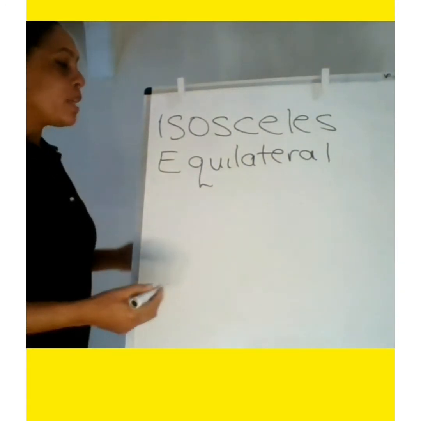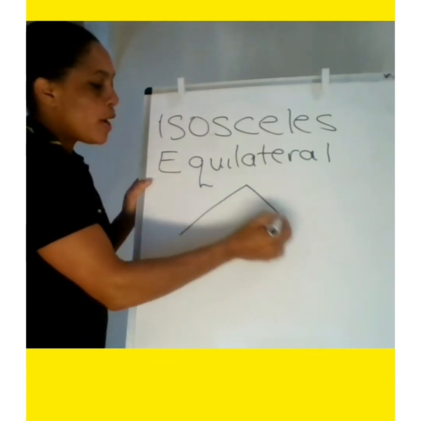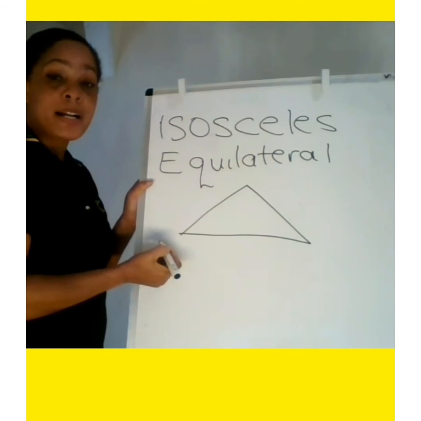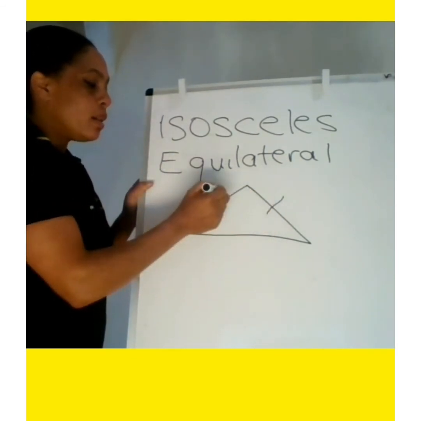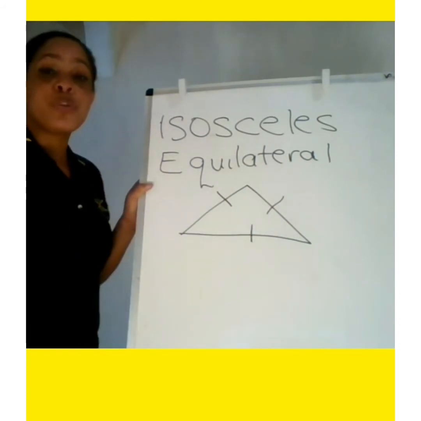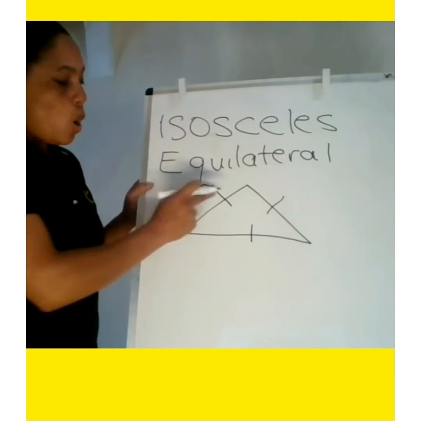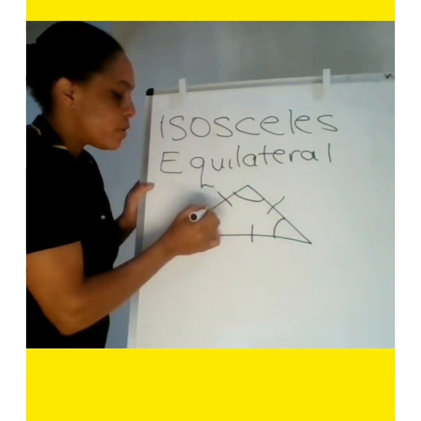Now let's talk about an equilateral triangle. An equilateral triangle is one in which all three sides and all three angles are equal. We identify an equilateral triangle by noticing the three lines. So that's an equilateral triangle. All three sides are equal. Also, all three angles are equal.